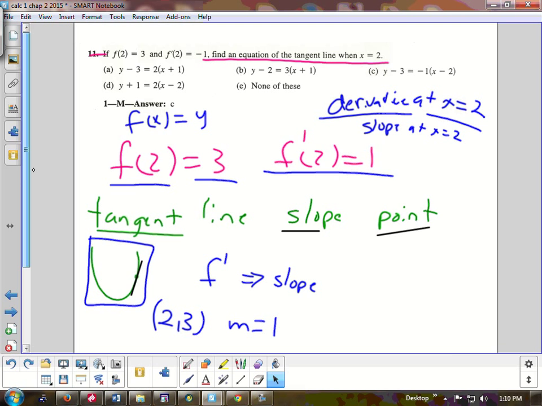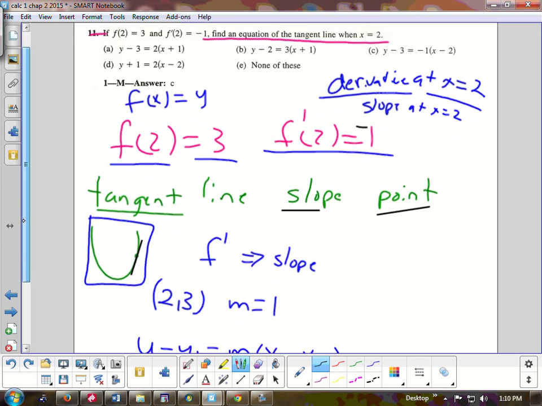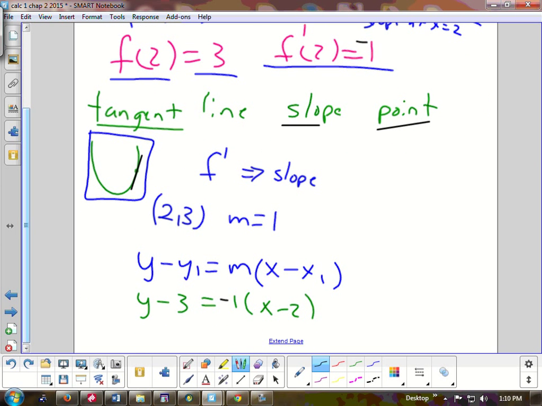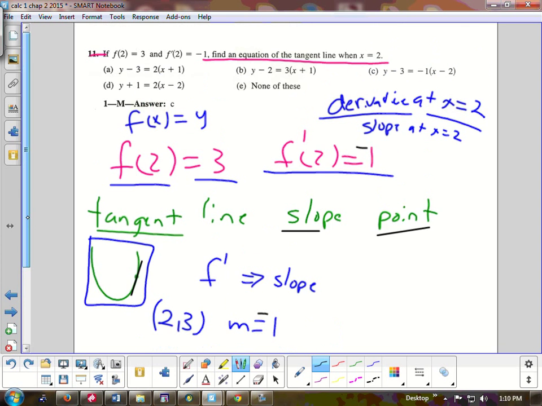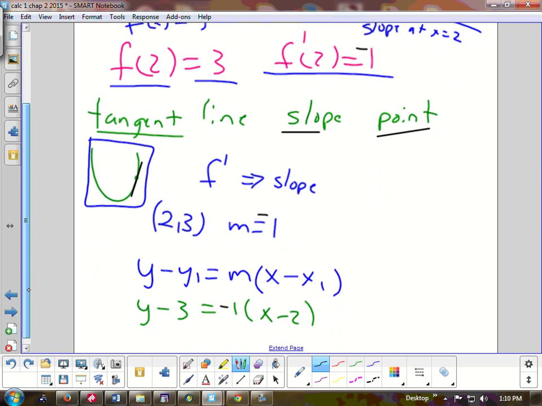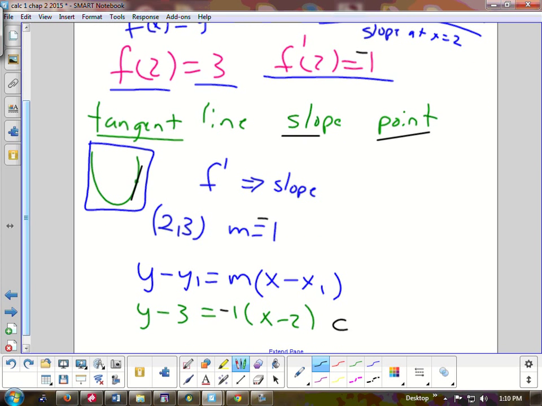But, oh, I'm sorry, I used the wrong slope. The slope was negative 1. Sorry about that. So change this to a minus 1. And they don't even distribute it. So that's answer choice C.